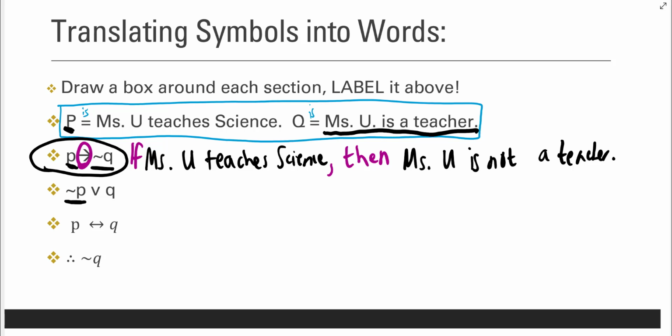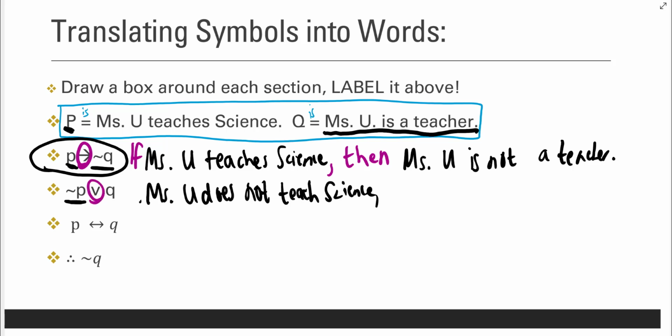So Miss U teaches science. We're going to put Miss U does not teach science. And then the next symbol, that means or. And then the second part is Q, which is up here.